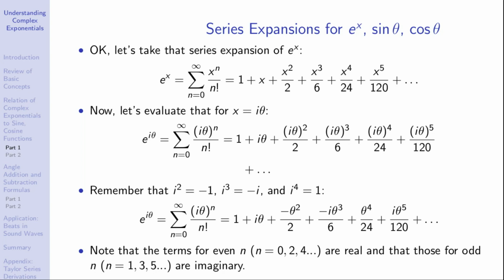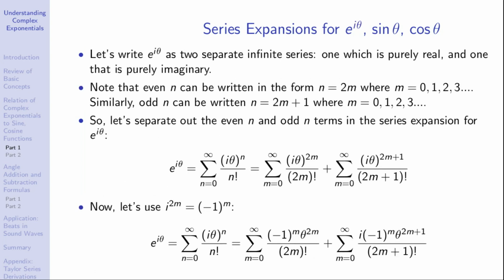Note that the terms for even n, so n equals 0, 2, 4, etc., are real, and that those for odd n, so n equals 1, 3, 5, etc., are imaginary. And also note that both the imaginary terms and the real terms alternate in sign. Okay, so let's write e to the i theta as two separate infinite series, one of which is purely real and one that is purely imaginary.